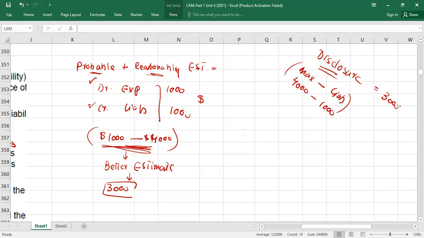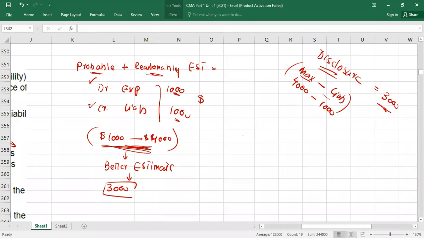To recap: if there is any better estimate, then book the expense and liability with that amount. What you will disclose is max minus liability. If no amount is a better estimate, or in other words every amount is equally likely, having an equal chance, then accrue the minimum from the range, and give the disclosure according to the rule, max minus liability. Understood? So this is what you will do with probable loss contingencies.